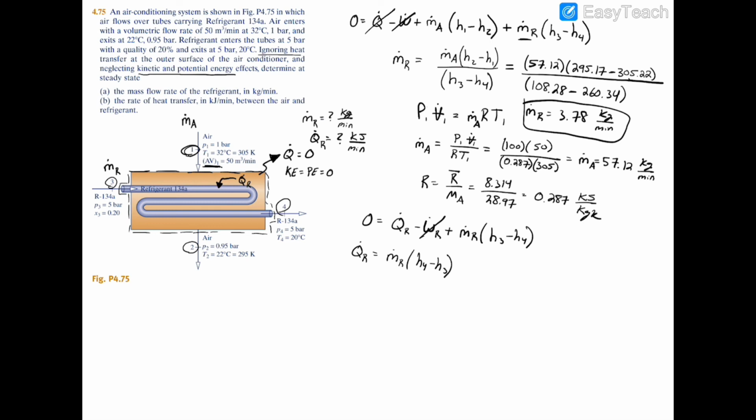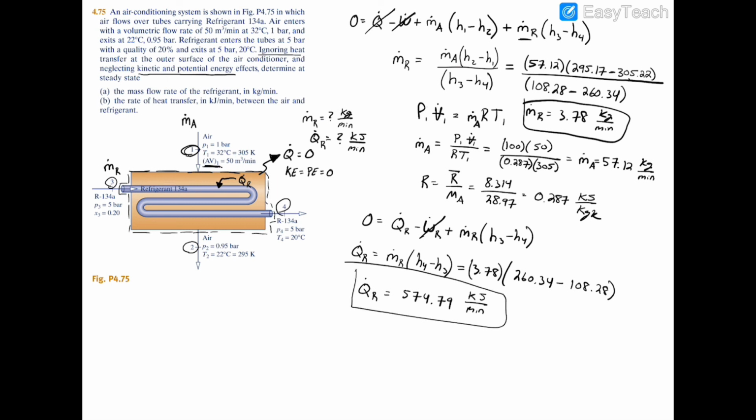And we've already solved for all of these, so I'm going to set an equal sign, and for our mass flow rate, we have 3.78 kilograms per minute. And our enthalpy at 4 was solved above, and it was 260.34. We pulled that right out of the properties table, actually. And then H3, we did solve for H3, and that was 108.28 kilojoules per kilogram. Now, if you just plug this into your calculator, you'll have that Q dot R is going to equal 574.79, and the unit for this is going to be kilojoules per minute because the mass flow rate is kilograms per minute rather than kilograms per second. And because this is a positive number, you know that's in fact into the refrigerant. Had it been a negative number, this would be exiting the refrigerant.